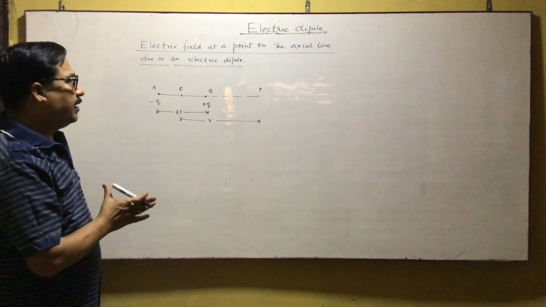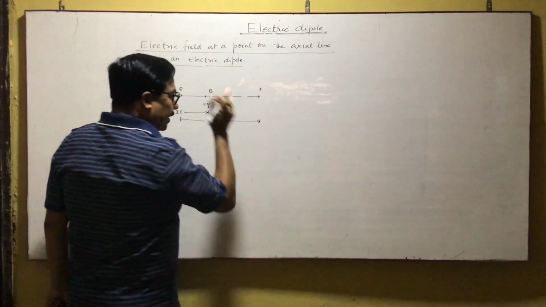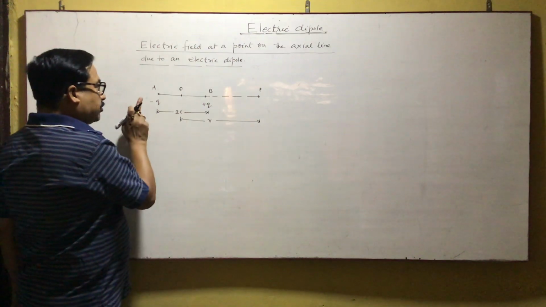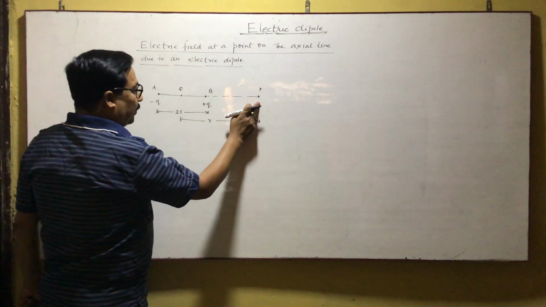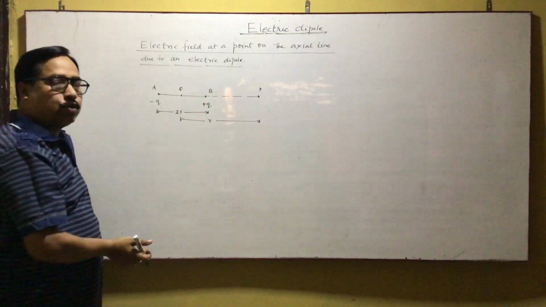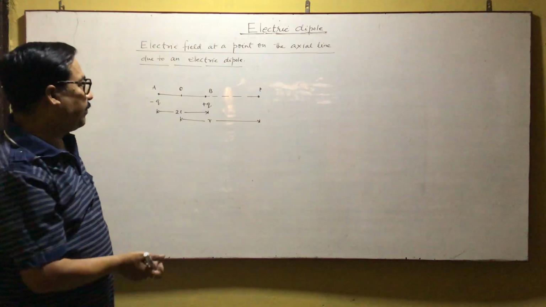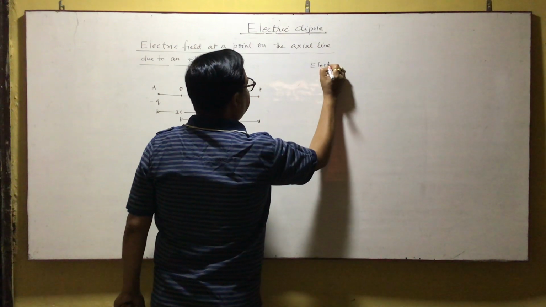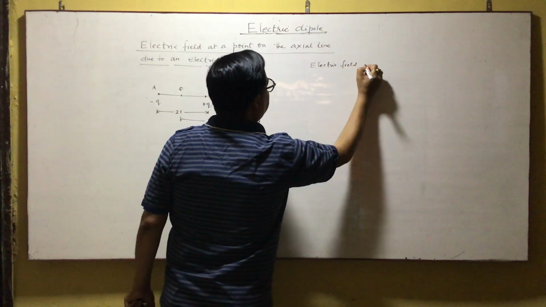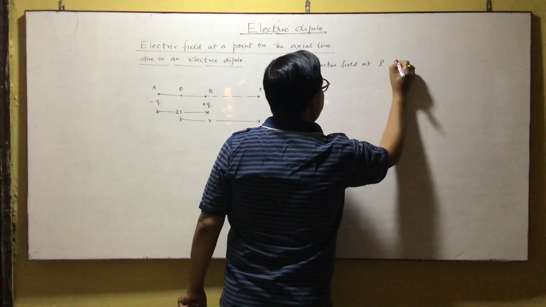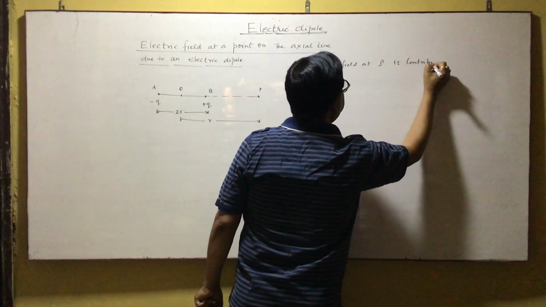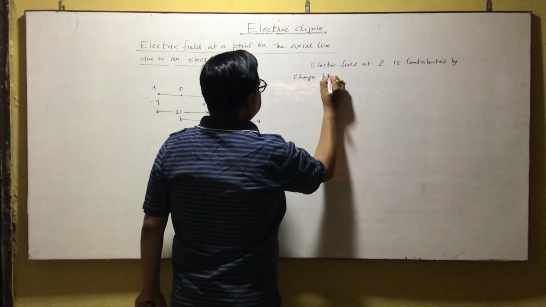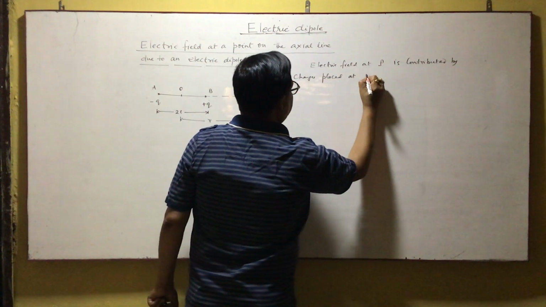So this is very simple. The electric field at point P is contributed by the two charges one by one. So we have to find out electric field at point P due to charge at A and electric field at point P due to charge at B, and we have to add the two fields vectorially to get the resultant. So electric field at P is contributed by charges placed at A and B.